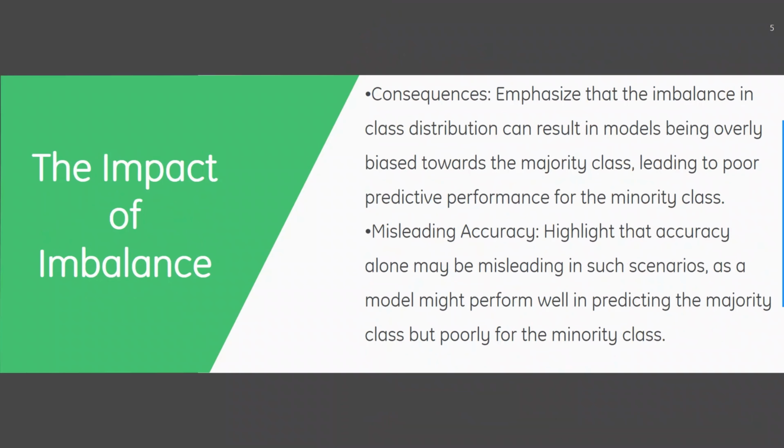Then what is the impact? The consequence is that the imbalance in class distribution can result in models being overly biased towards the majority class, leading to poor predictive performance for the minority class. Second, we have misleading accuracy. Accuracy alone may be misleading in such scenarios, as a model might perform well in predicting the majority class but poorly for the minority class.